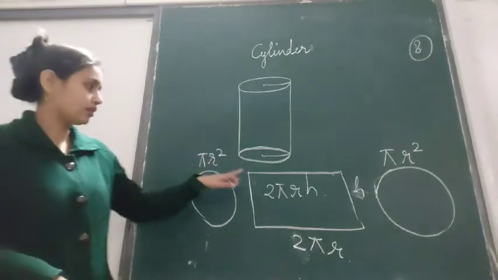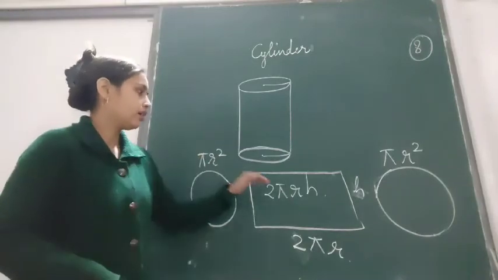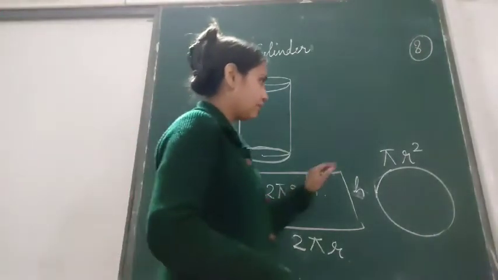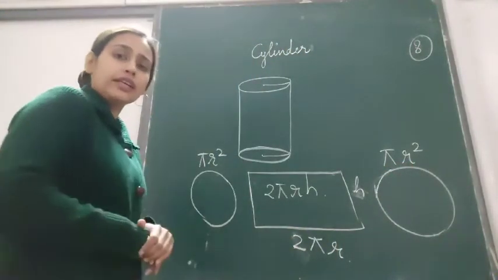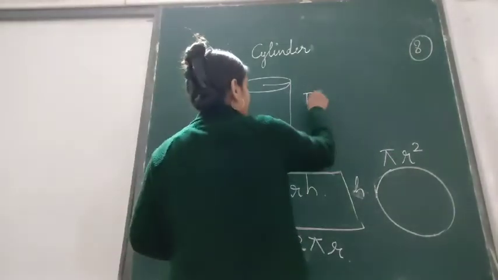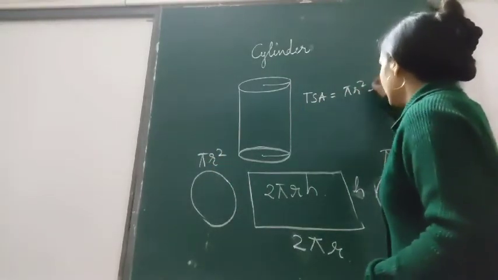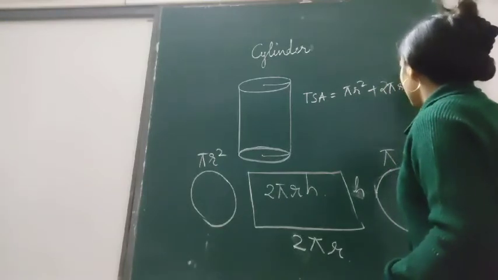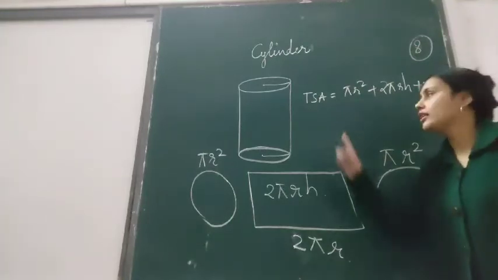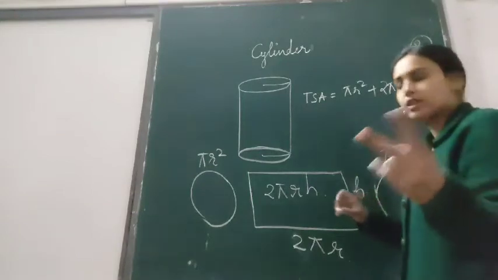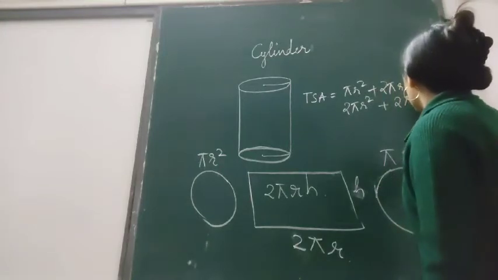Now if we add the total, that is pi r square plus 2 pi r h plus pi r square, we will get the total surface area of this cylinder. Okay, so let's do it. Total surface area is equal to area of the circle pi r square, area of the rectangle 2 pi r h, plus area of the circle, that is pi r square. Now you can see there are pi r square and pi r square, so they will get added. So 2 pi r square plus 2 pi r h.